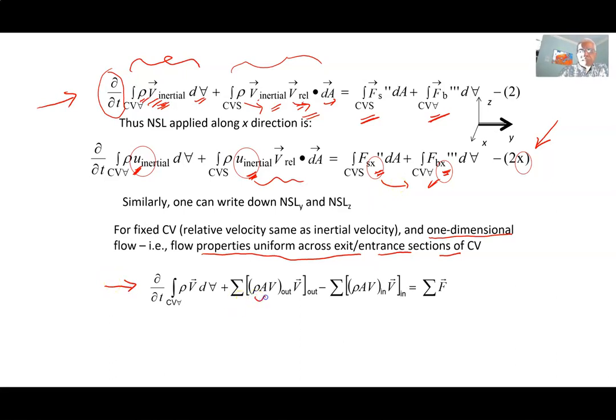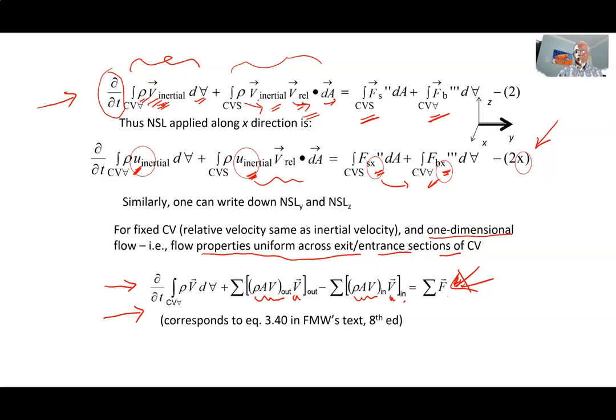This is the mass flow rate out, right, times the velocity with which it moves. So this is the outflow rate of momentum, and same thing, this is the mass flow rate coming in, and this is the velocity of the fluid measured with respect to my inertial frame coming in, equals the sum of all the forces acting on the control volume, right? So in fact, this corresponds to equation 3.40 in chapter 3 in Frank White's 8th edition of the book, right? So this is a more practical way of applying it for real problems, as you will see.